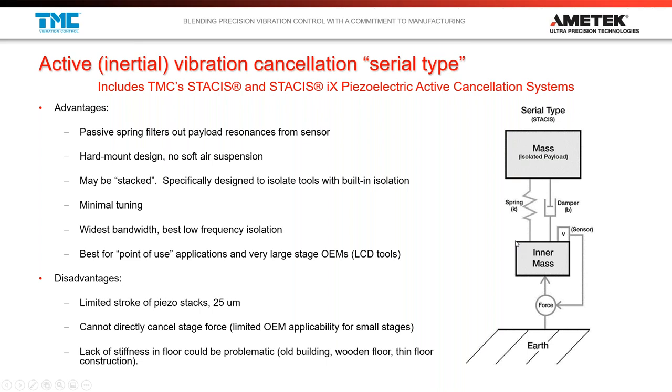Now this spring in a serial type system is going to be a stiff spring. We're looking at resonant frequencies around 15 to maybe 20 hertz, depending on the payload. So it's a stiff piece of rubber. And you have a third component called the inner mass, which is a very, very high frequency machine structure, usually in the thousands of hertz. It's on the inner mass that we place the sensor. That sensor has your feedback control loop, and your force actuators act on your inner mass.